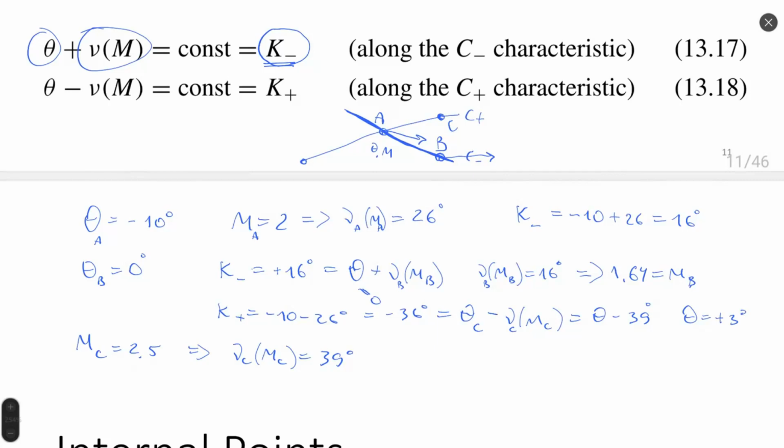So if Mach number is 2.5, at point C, we know that direction of flow would be plus 3 degrees. I hope my calculation is correct. If there is some error, please let me know by comments. Okay, so we need to know one or the other. We need to know either direction of the flow or Mach number.